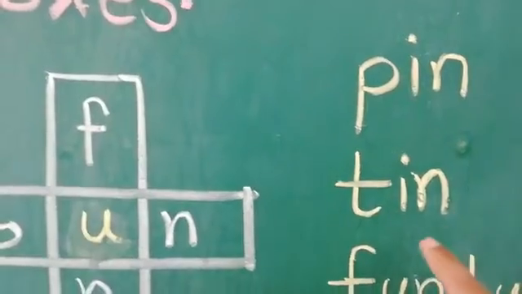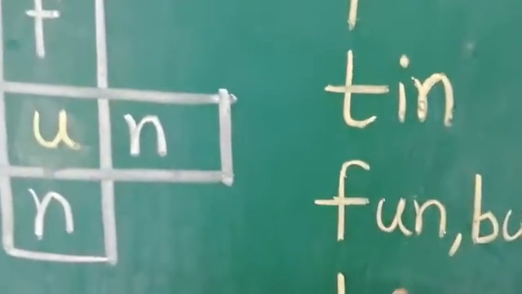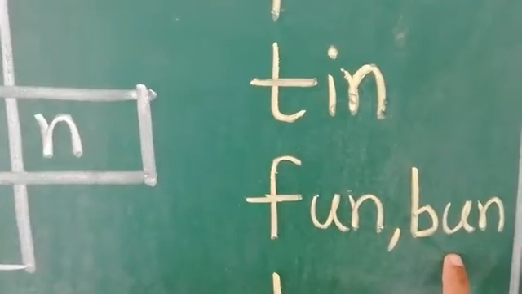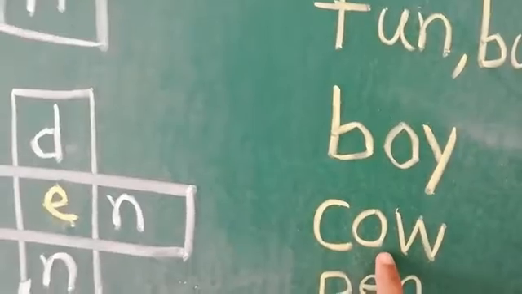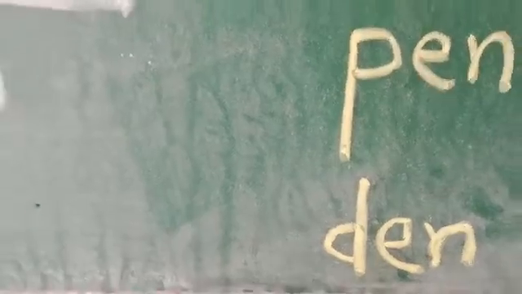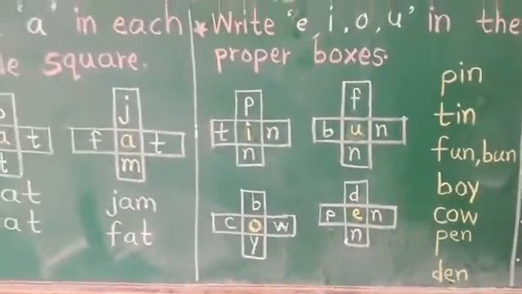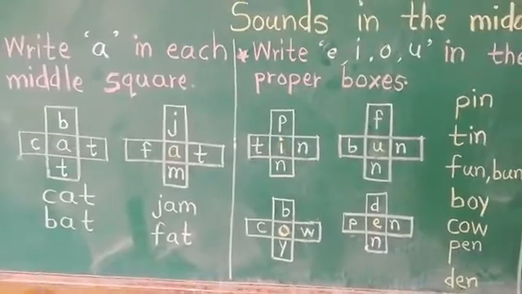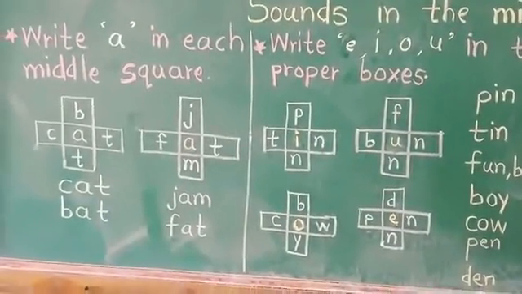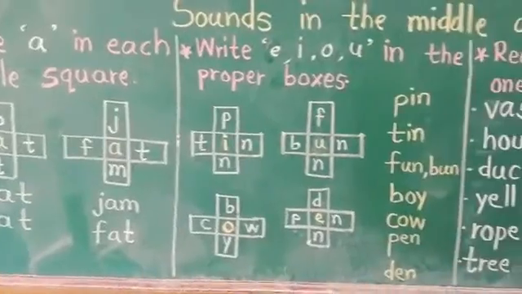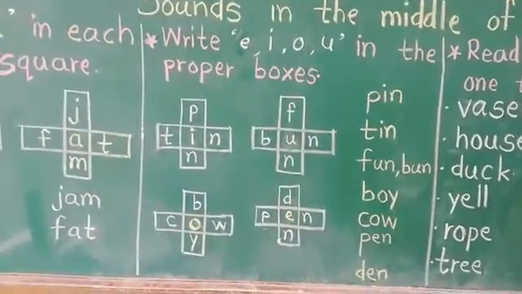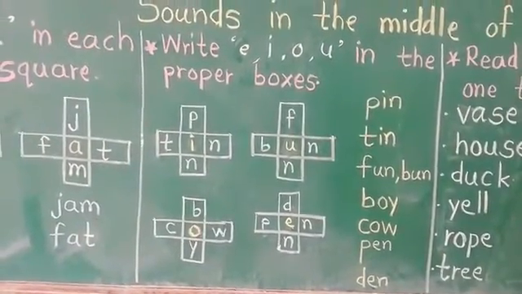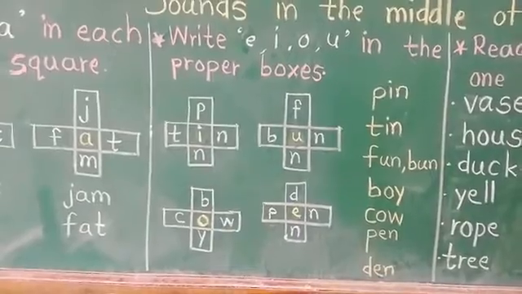P-I-N pin, T-I-N tin, F-U-N fun, B-U-N bun, B-O-Y boy, C-O-W cow, P-E-N pen, D-E-N den. So in this way we filled the blank spaces. In the first two squares we used A, and in the other four squares E-I-O-U. In the first box we used I, second U, then O and E, and we made meaningful words here.